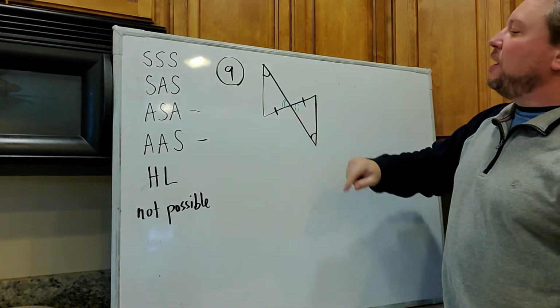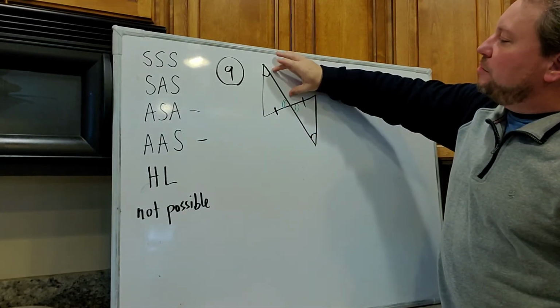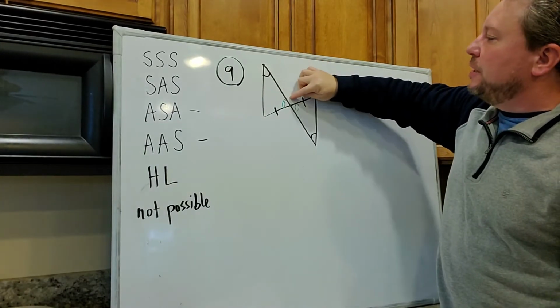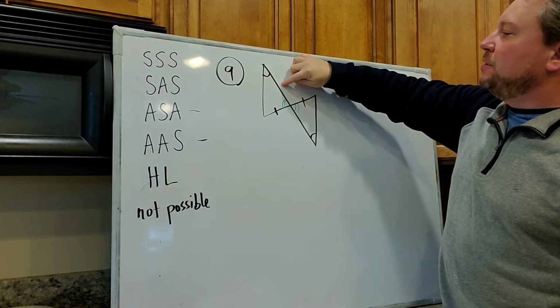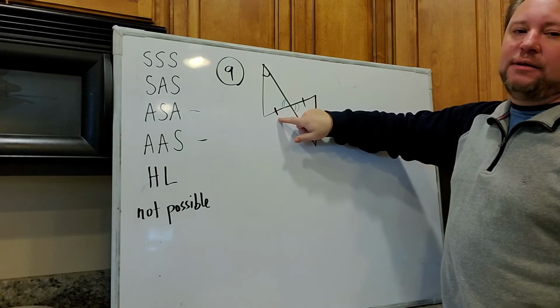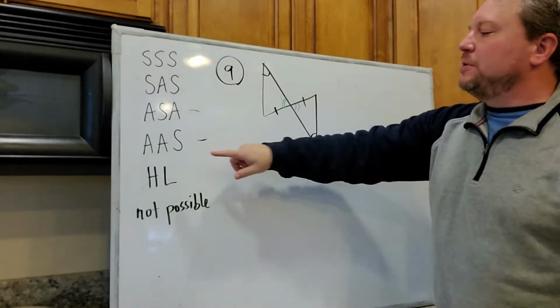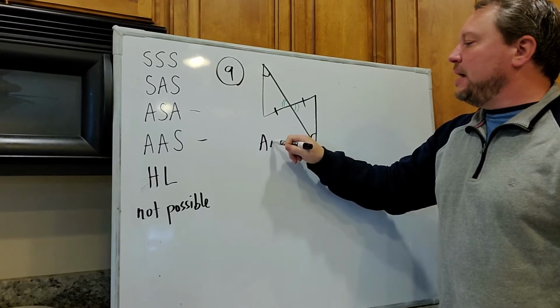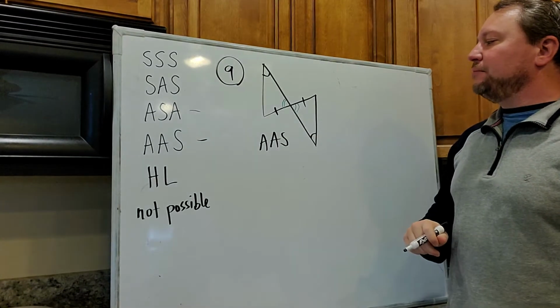So when I look at my problem, here's the 2 angles of one of the triangles. The included side would be the one that joins them. It'd be right there in between there. But this is not the one in between. So this one is one of our newer shortcuts, the AAS on that one.